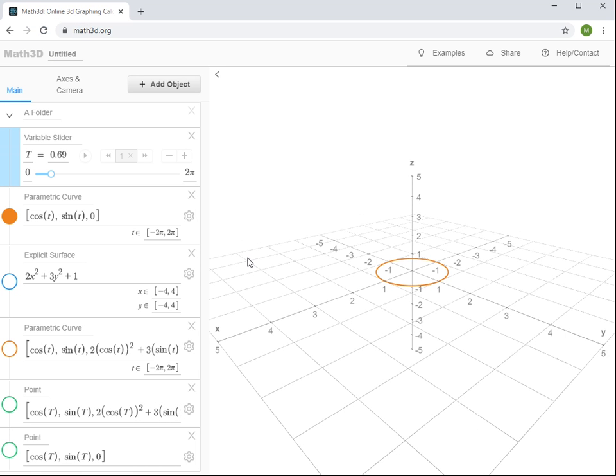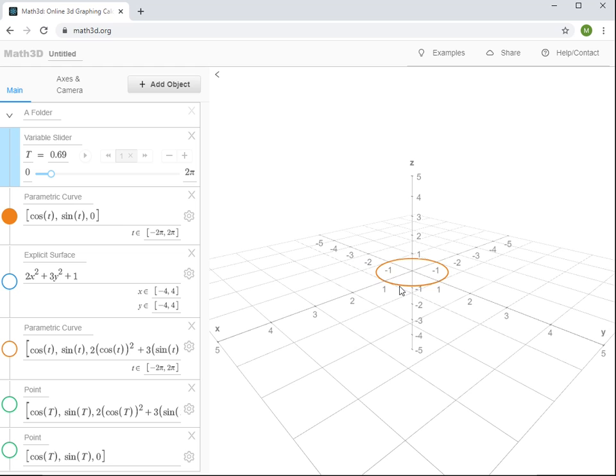So part A asks, on what intervals are you walking uphill? And B, what is your maximum altitude along the path? What is your minimum altitude? Okay, so first, before we jump into calculations, I'm going to pull up some visuals here.